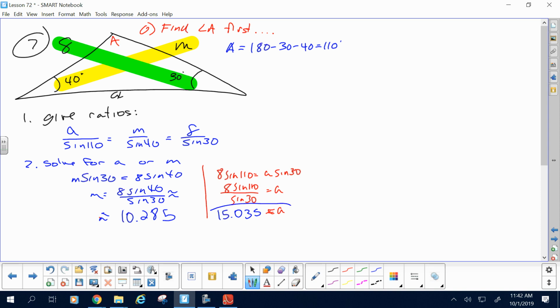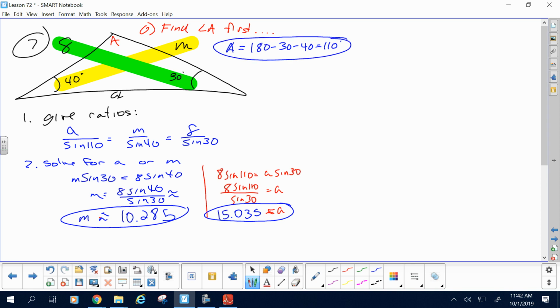All right, so you have 3 things you found: little m, little a, and big A. Anytime you solve a triangle, you need 3 parts to find the other 3. If they give you less than 3, you'll never be able to do anything, no matter how good a mathematician you are. All right, try 8.